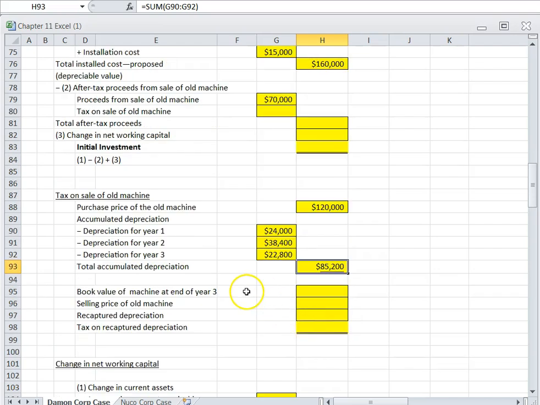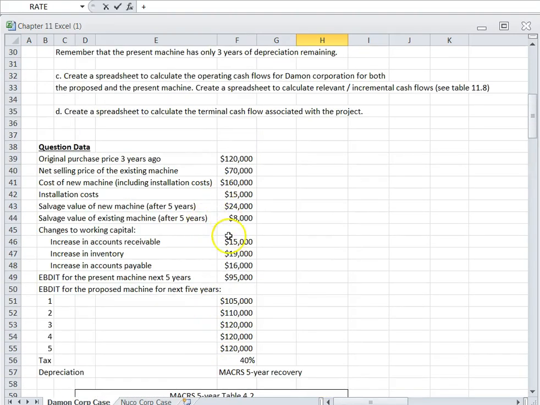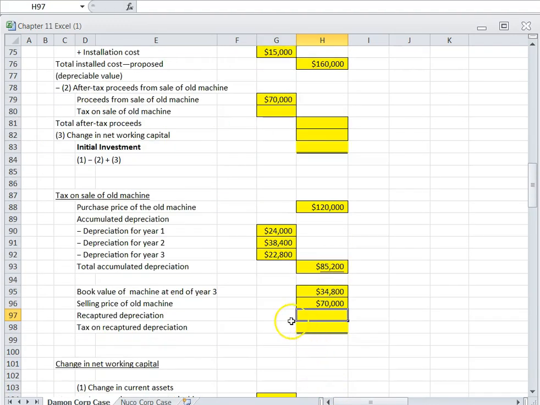Okay, so now let's calculate the book value at the end of year 3. I take the purchase price minus the depreciation. We get our book value. We'll put the selling price. So we have the selling price of the old machine from back up here. That's the selling price of the existing machine. And then the recaptured depreciation. I'm going to take the old machine sell price minus the book value. So this is the recaptured depreciation.